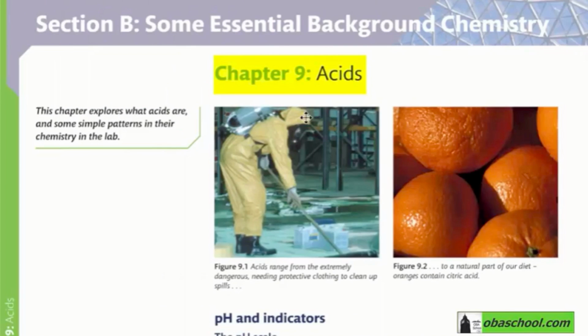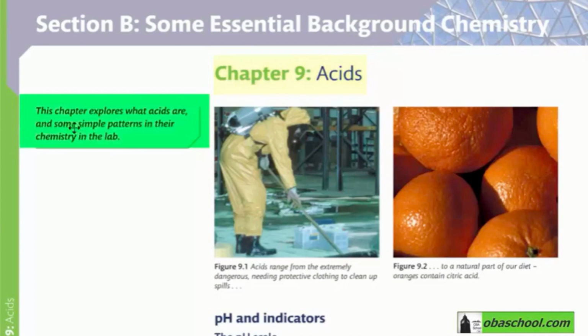Let's start with a new chapter, Chapter 9, which talks about acids, on page 70. This chapter explores what acids are and some simple patterns in their chemistry in the lab. So in this chapter, we'll talk about acids and their types, which are usually found in the lab. So let's start discussing acids and their properties.